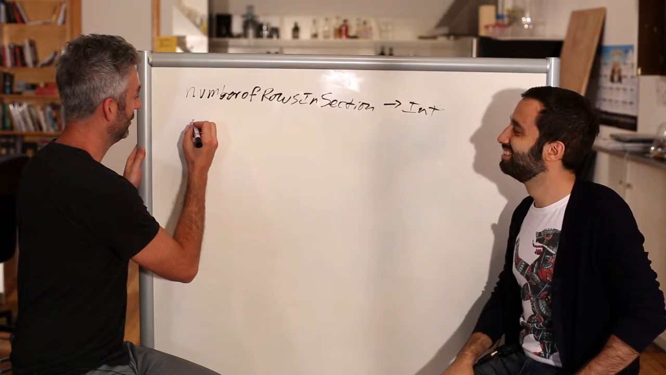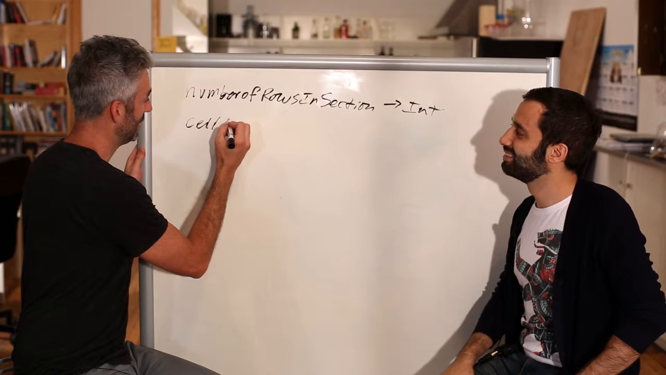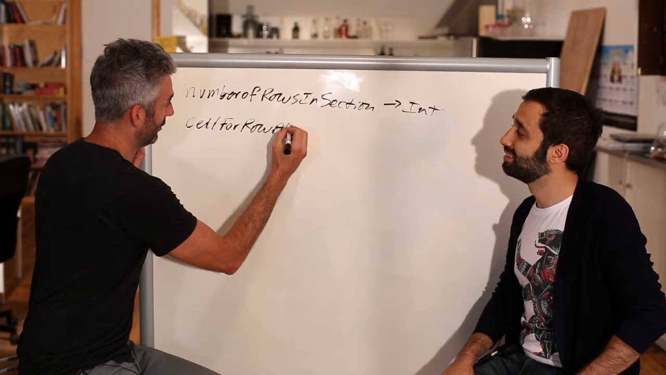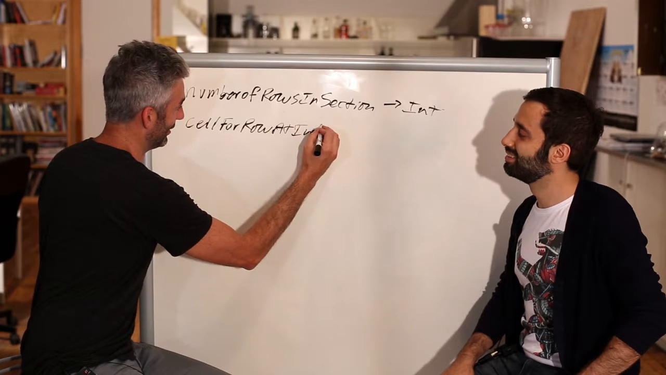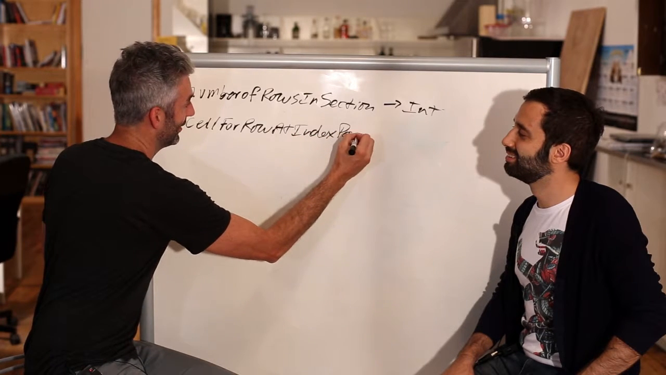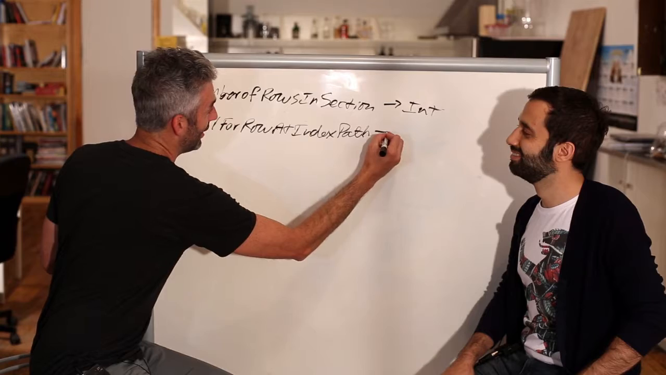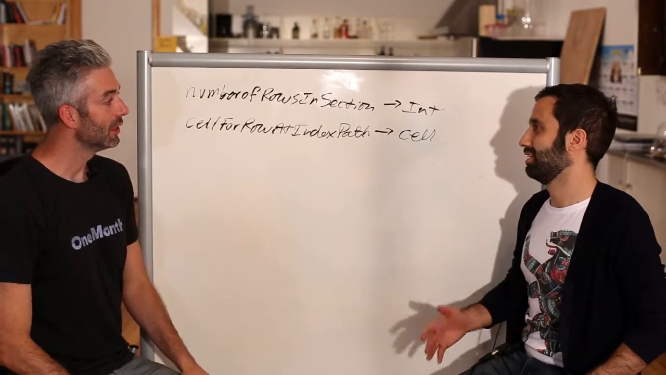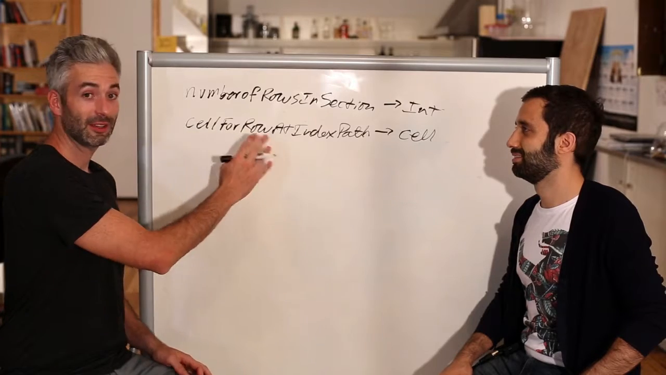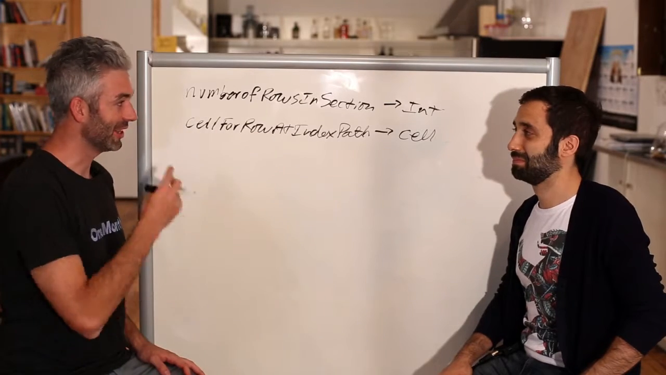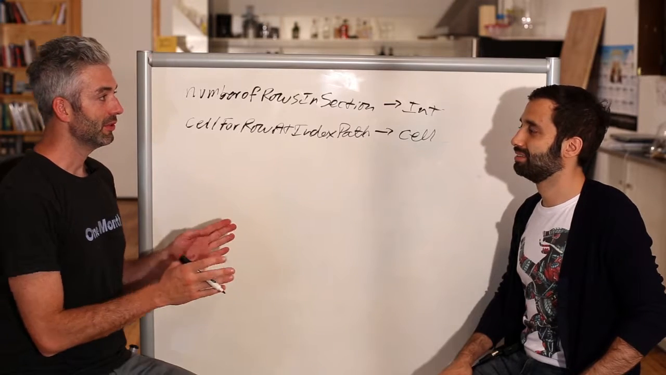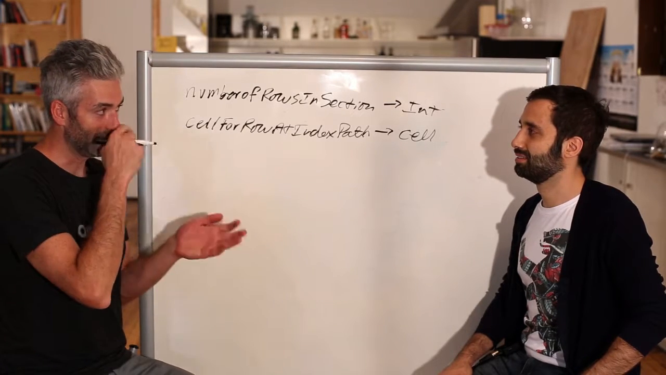And then we're using another one called cell for row at index path. And that returns a cell. So these are both long names. It's like, what are these things? Well, the table view has something called a delegate.